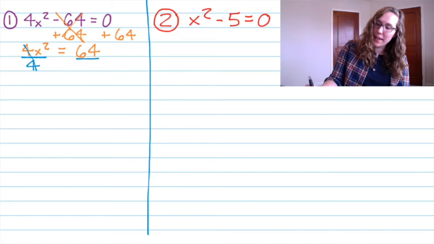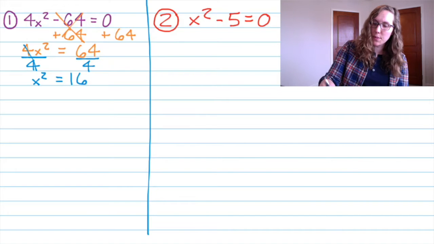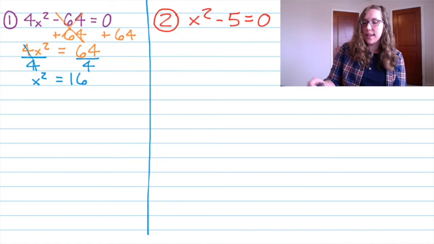If we do something to the left side, again, we have to do it to the right. So 4 divided by 4 gives us 1. We don't need to write 1 in front of the x, so we just write x squared. 64 divided by 4 is 16. So we're left with x squared equals 16.